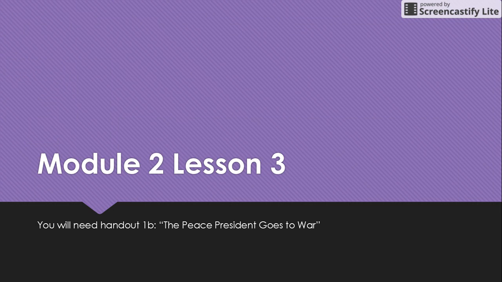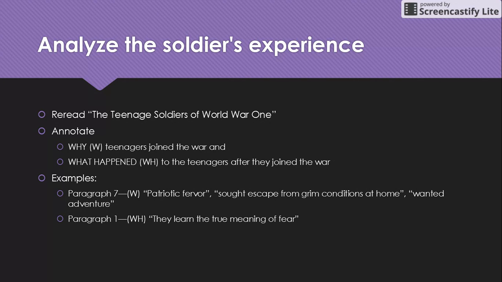All right, now that we have read the article, I want you to go back and reread it. But this time, while you're rereading it, I want you to annotate the article. And there's two things that you're going to write when you annotate it. You're going to look for the whys. So you're going to annotate the whys with a W. And the whys revolve around why the teenagers joined the war.